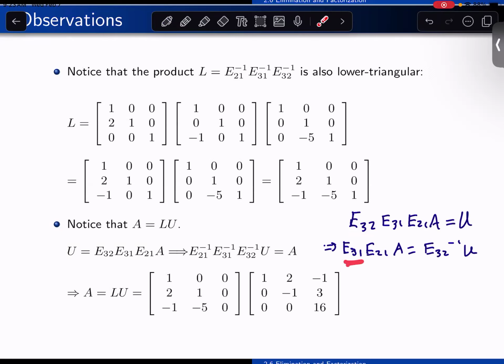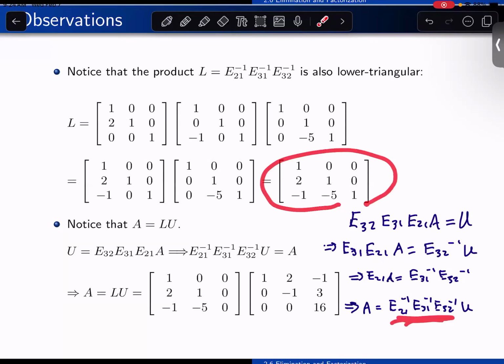You'll multiply both sides by E31 inverse to get that E21 A is equal to E31 inverse, E32 inverse times U. And then you do the same thing with E21 to end up getting that A is equal to E21 inverse, E31 inverse, E32 inverse times U. And we saw before that the product of these matrices is lower triangular. It was this matrix right here. So this is going to be our L.